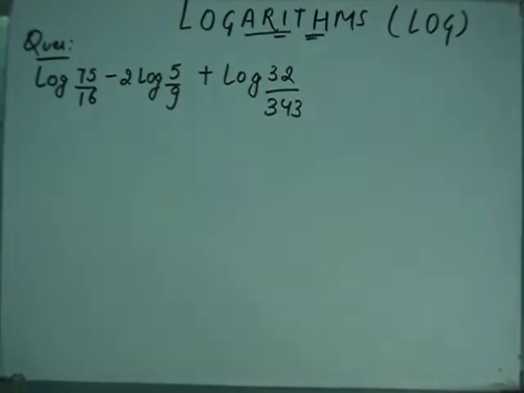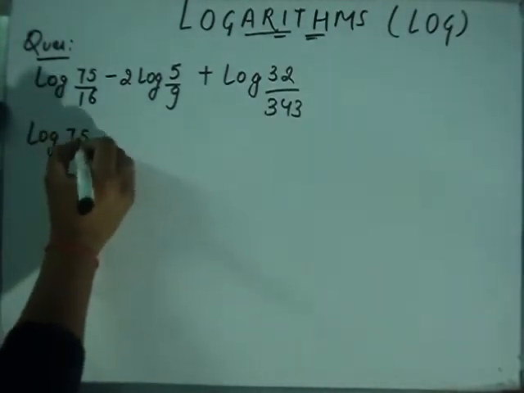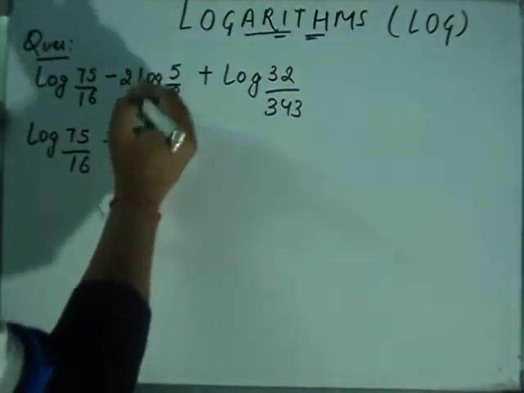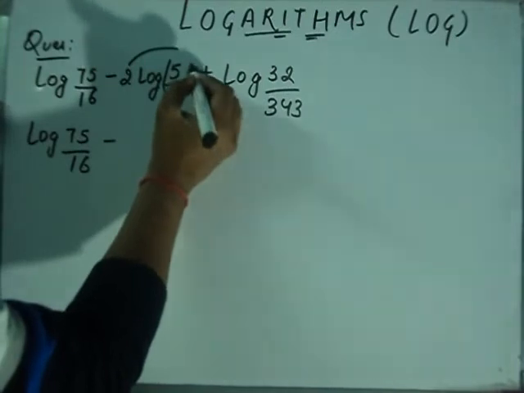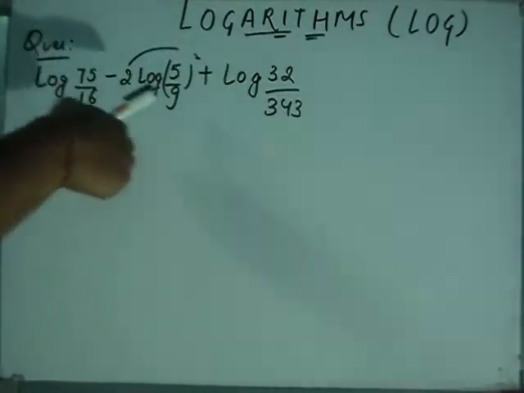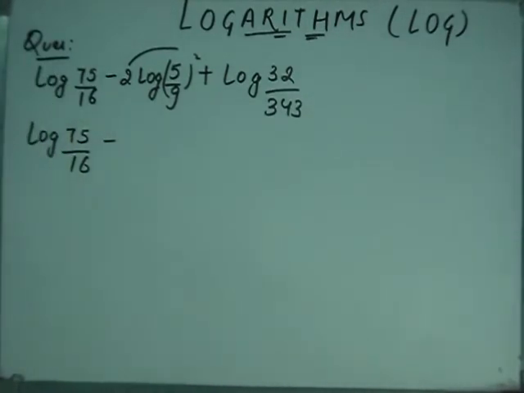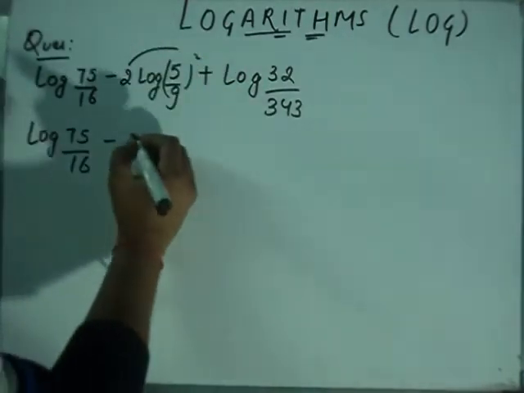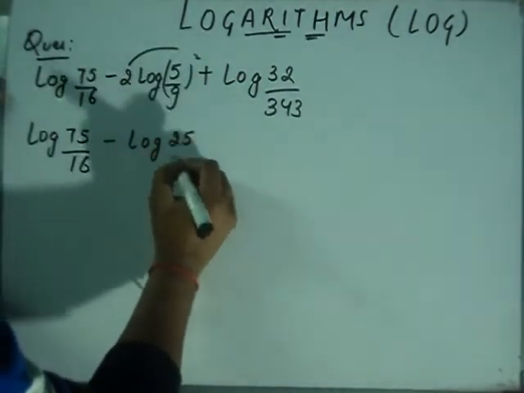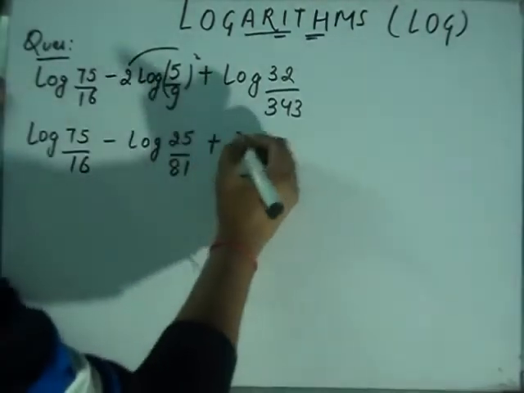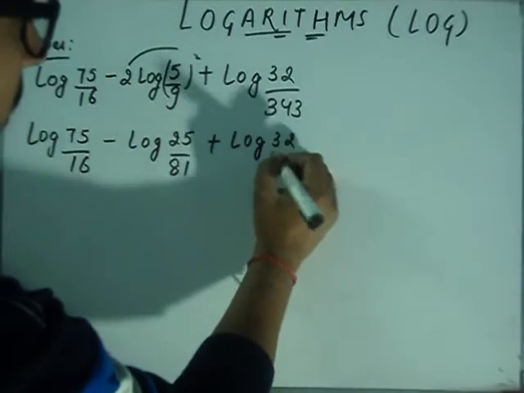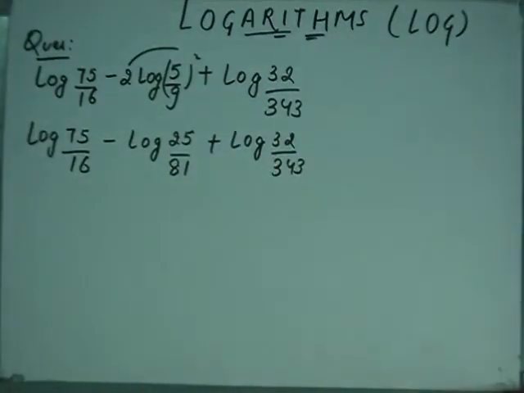In this we are getting some few properties also. I can write it as log 75 divided by 16 minus, here according to the rule I will convert it like this. Here the base is not mentioned, so automatically we are taking 10 as our base. So by this property we will get log 25 divided by 81, and this value is log 32 243. Okay, this is our value.